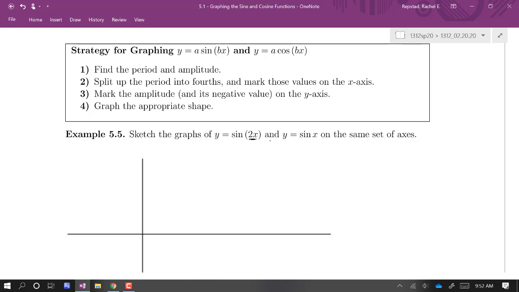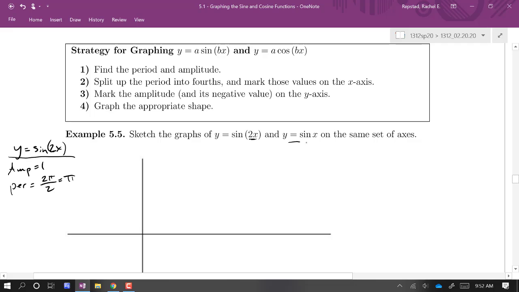If x ranges from 0 to pi, then 2x is going to range from 0 to 2 pi, and you'll get all the values repeated, once around the circle. So we're going to graph sine of 2x and sine x on the same set of axes. So we'll note that with sine of 2x, the amplitude is 1, the period is 2 pi over 2, or just pi.